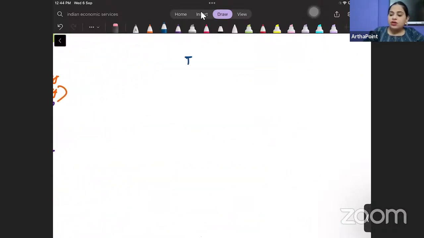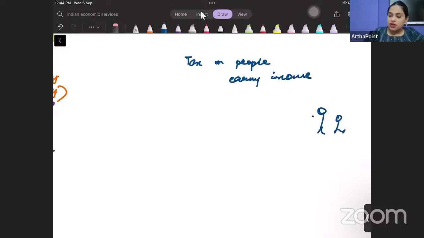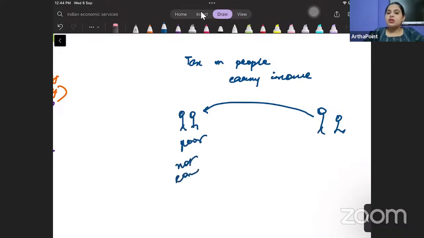See, when you put tax on people, suppose I put tax on people who are earning income. ये लोग हैं जो earn कर रहे हैं income. I put a tax on them. I collect that money and I pay to people who are poor, who are not earning income. So इससे what am I bringing? Equality. I am bringing equality in the economy. But when I bring this equality in the economy, what will these people think? People who are earning income.